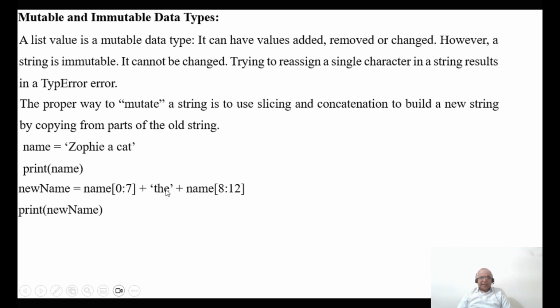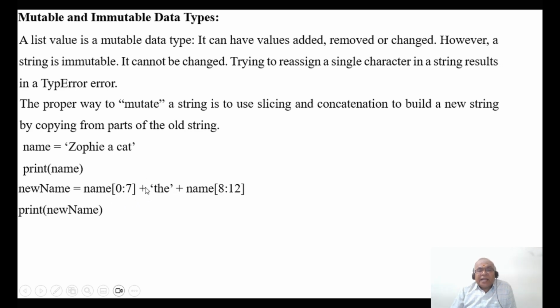Then I want to concatenate, and then again start with the remaining characters. So how to do that? Suppose you consider this: Z is the 0th index, O first, P second, H 3, I 4, E fifth, and even the space is counted. So the space is going to be 6. So name is 0 to colon 7. That means I am retaining the Zophai with a space already. Then I am retaining that and assigning it to the new name.